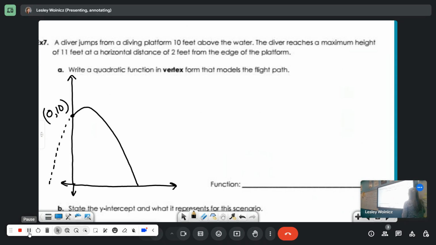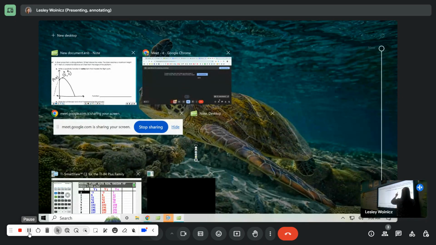All right, how far did they travel horizontally to get to the maximum height? 2. What is the maximum height? 11. Okay. So my H is 2. My K is 11. What are my X and Y? 0 and 10.